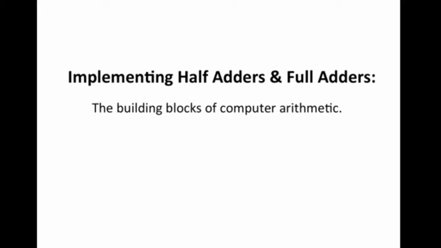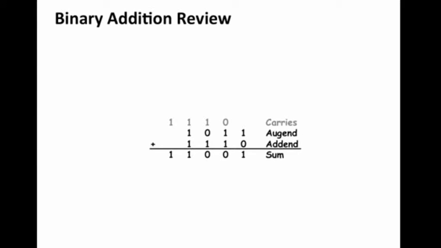So in this video, I'm going to show you how to build half adders and full adders, and these make up the building blocks for computer arithmetic. So I'm going to do a quick review of binary addition. In binary addition, we're adding two numbers, what are called the augend and the addend, together to produce the sum. And we do this by, in each bit position, summing the input bits in that position to produce a sum bit and a carryout that goes into the next column.